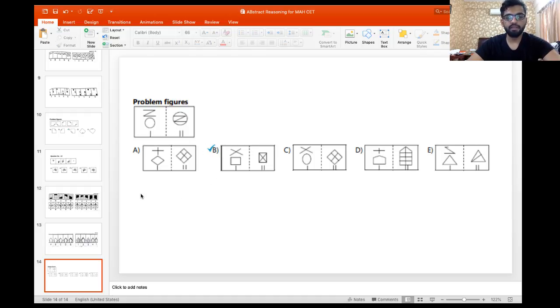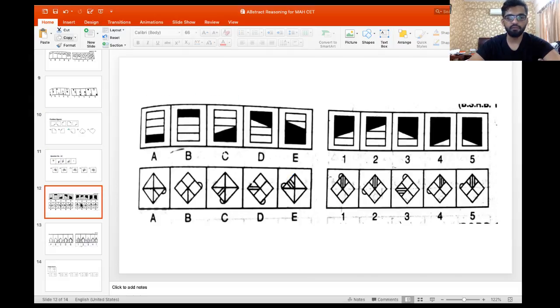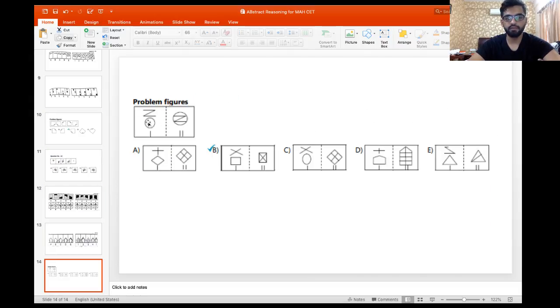The problem figure is given. Now see, here the sequence is not given as 5 figures where I have to figure out the 6th one. This is a little different. Only 2 figures are given. See what is happening. With just 2, you have to establish the fact of what the next answer is going to be.